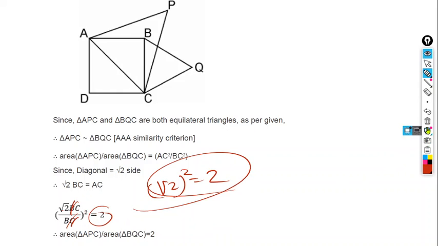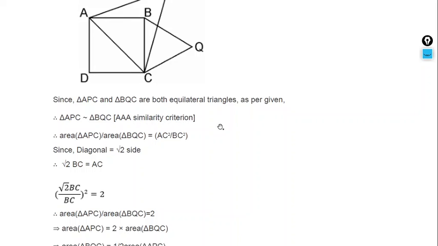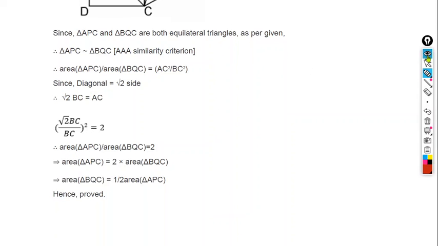So we got this value as 2. Whose value? This value: area of triangle APC divided by area of triangle BQC is equal to 2. So we will write it down now. Area of triangle APC divided by area of triangle BQC is equal to 2 now, isn't it?